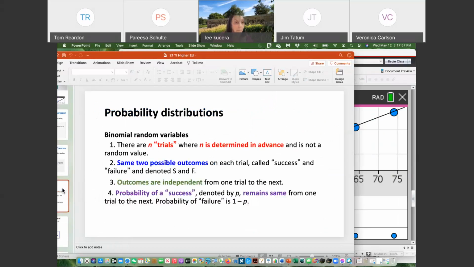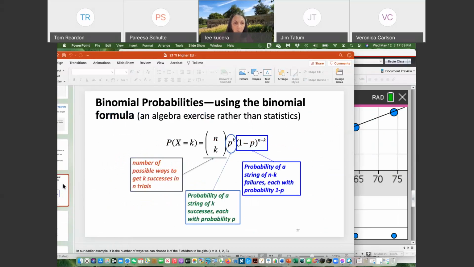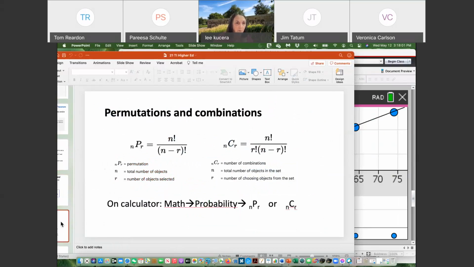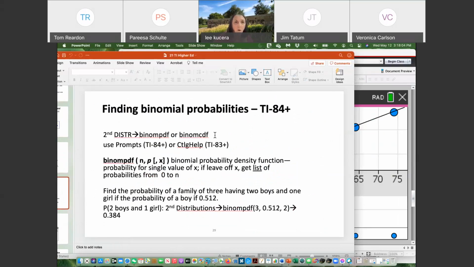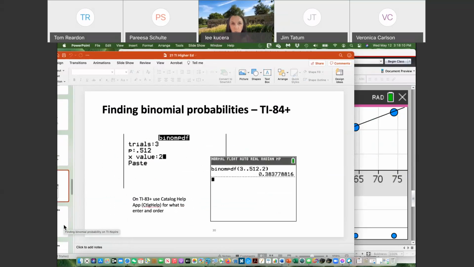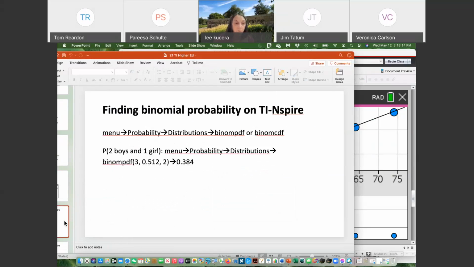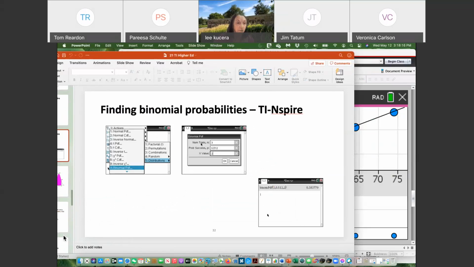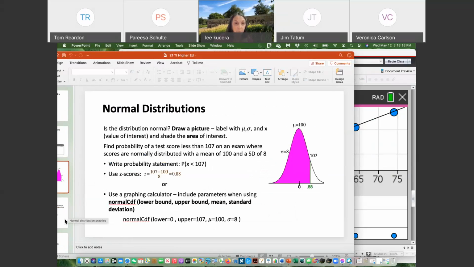I'm not going to take the time to show the permutations and combinations or the binomial distributions, because Tom did some of that last week, but just know that binomial PDF and binomial CDF, as well as your normal distributions, are there, and they're really kind of amazing for students.